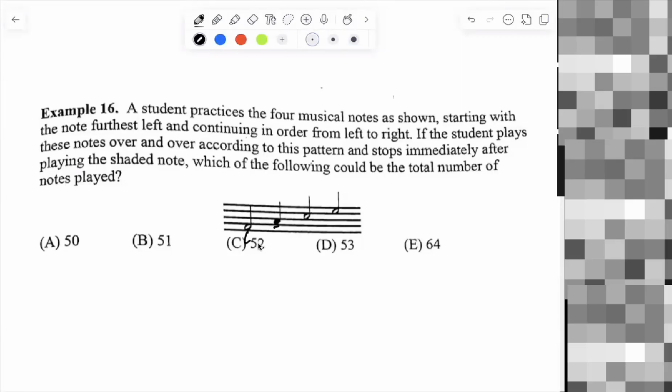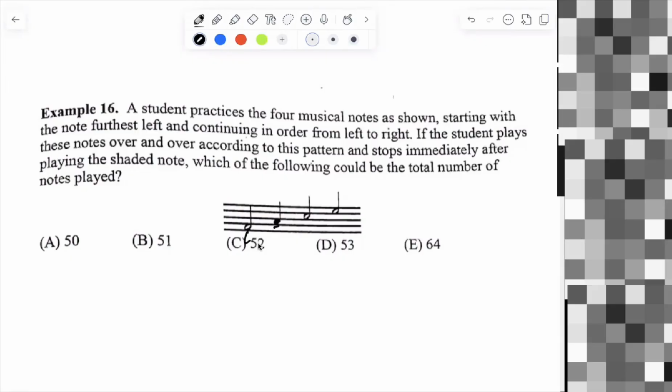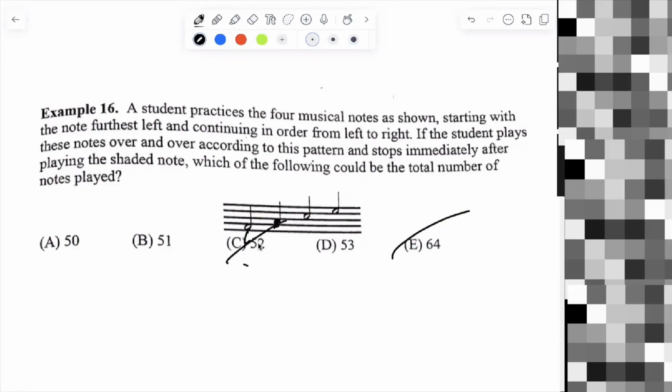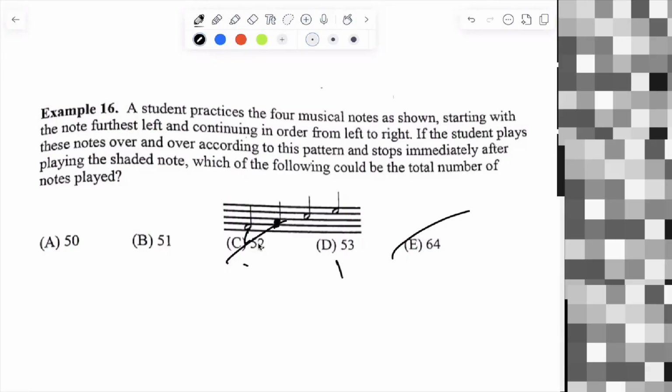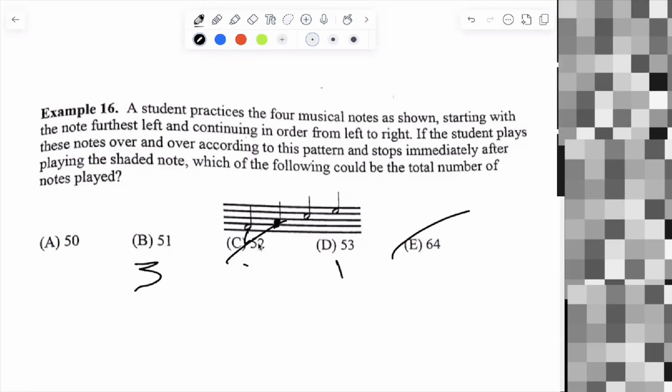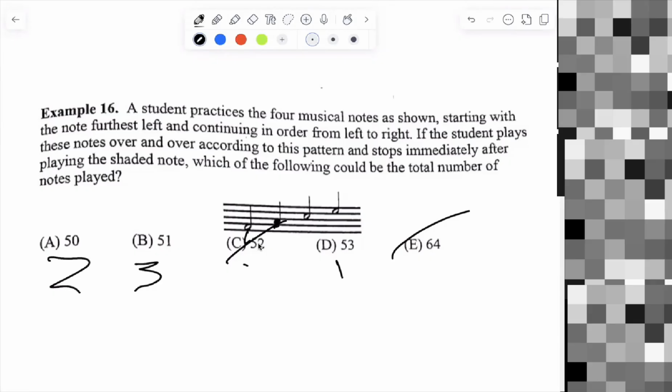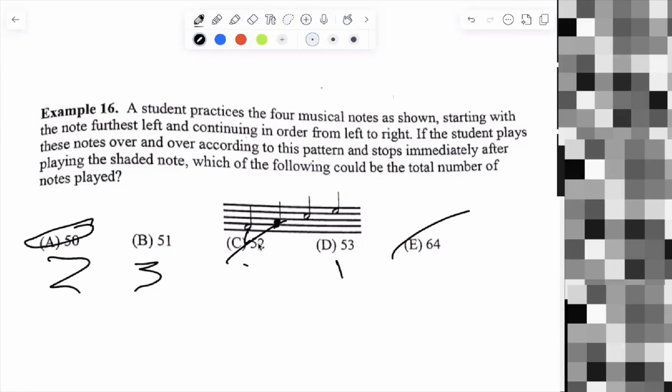So basically from here we can notice that this is divisible by 4. And so is that. This is 1 more than a multiple of 4. And this is 3 more than a multiple of 4. Notice that this is 2 more than a multiple of 4. So we know that A is our answer here.